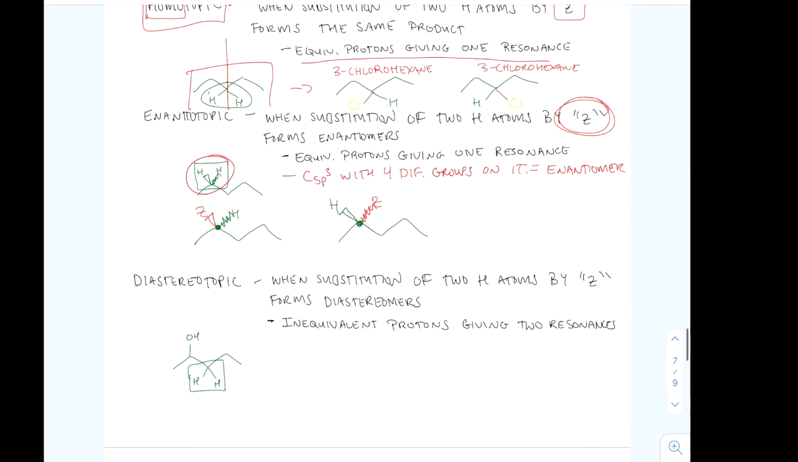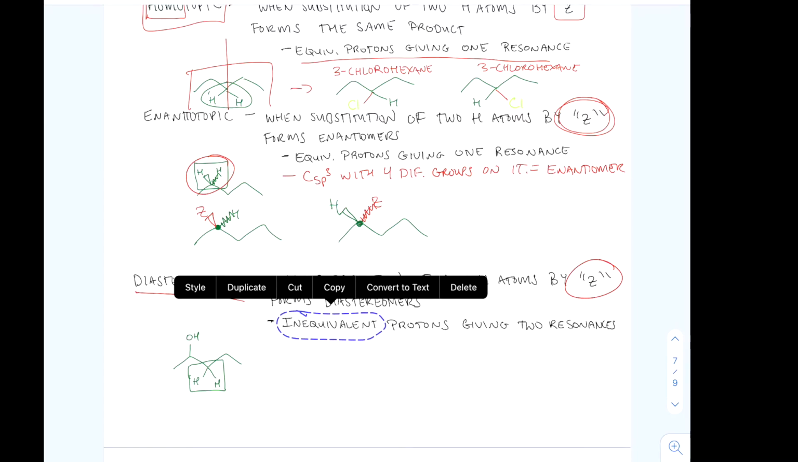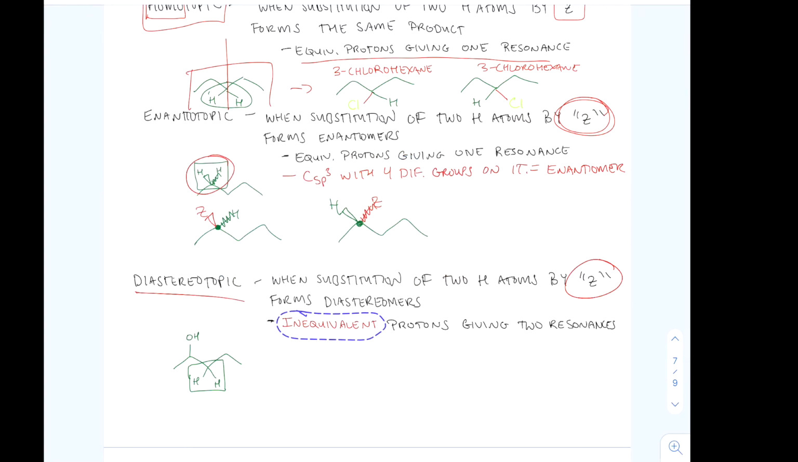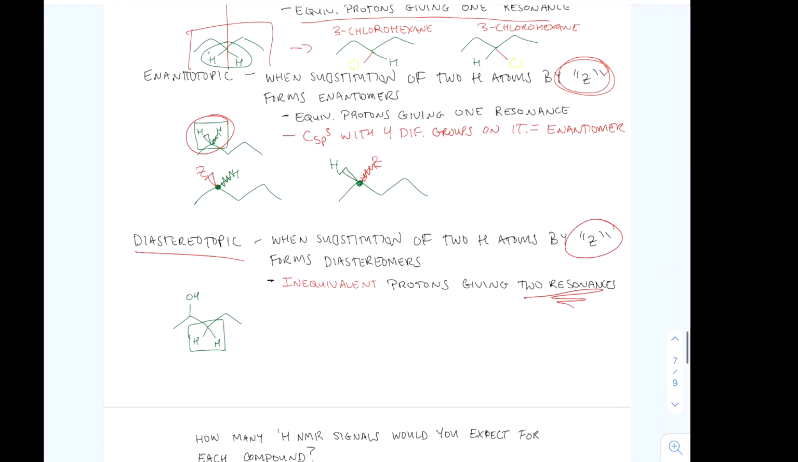Okay, so now let's focus on the next term. Diastereotopic, very much related to enantiotopic protons. We do the same process. We have a compound, and when we substitute 2 of the hydrogen atoms by Z, we form diastereomers. And if that's the case, then we have inequivalent protons. Okay, so let me actually highlight this one right here. Inequivalent protons giving 2 resonances. Okay, whoa, 2 resonances, as opposed to the other 2, which were equivalent protons giving 1 resonance.